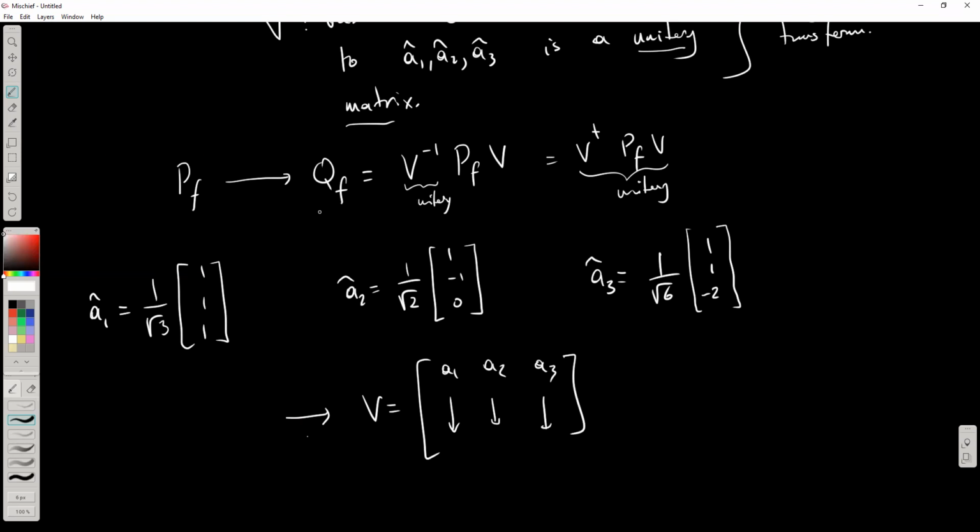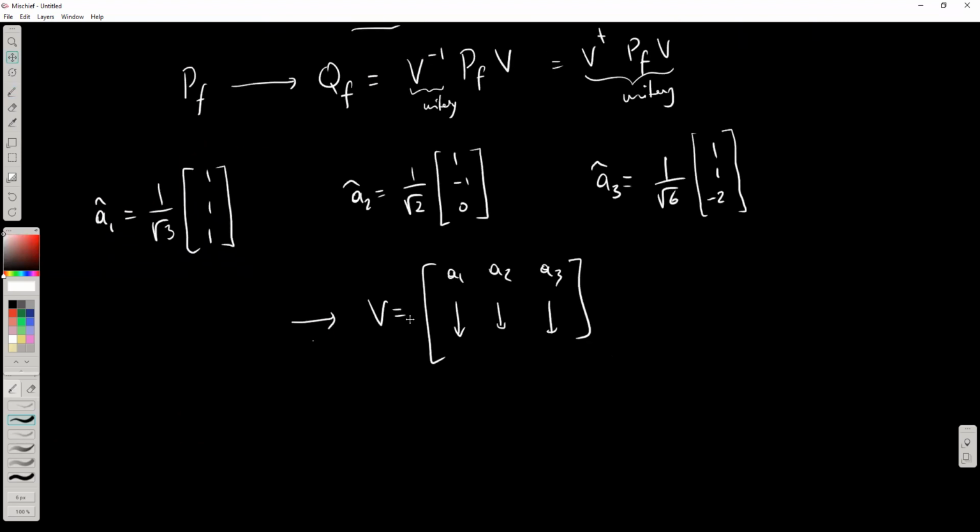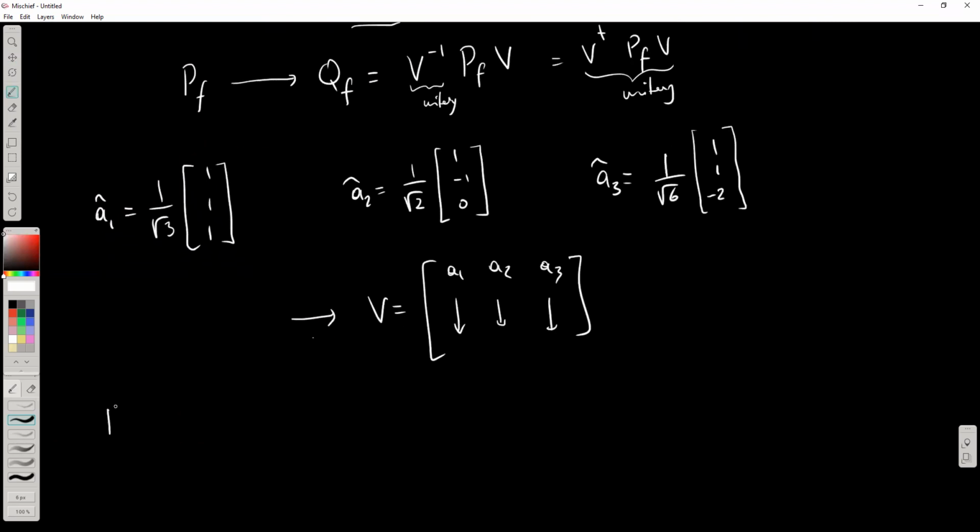Now, what I'm going to do is compute QF, but I'm not going to use this matrix expression to find what that QF is. I'm just going to use the usual expansion. The idea is something like that: if I apply PF to AI, I'm going to get a linear combination of all the other matrices in here.